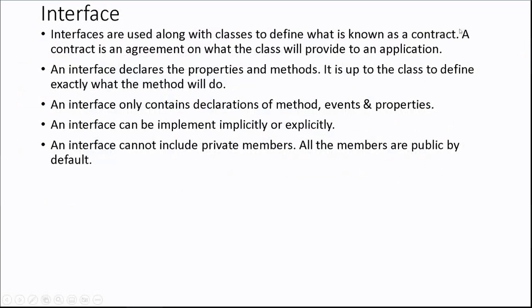So an interface here is a contract between the implementer and the creator. Here Microsoft is a creator, we are the implementers. When we are implementing an interface, we must implement a few things. A contract is an agreement on what the class will provide to an application. An interface declares the properties and methods. It is up to the class to define exactly what the method will do.